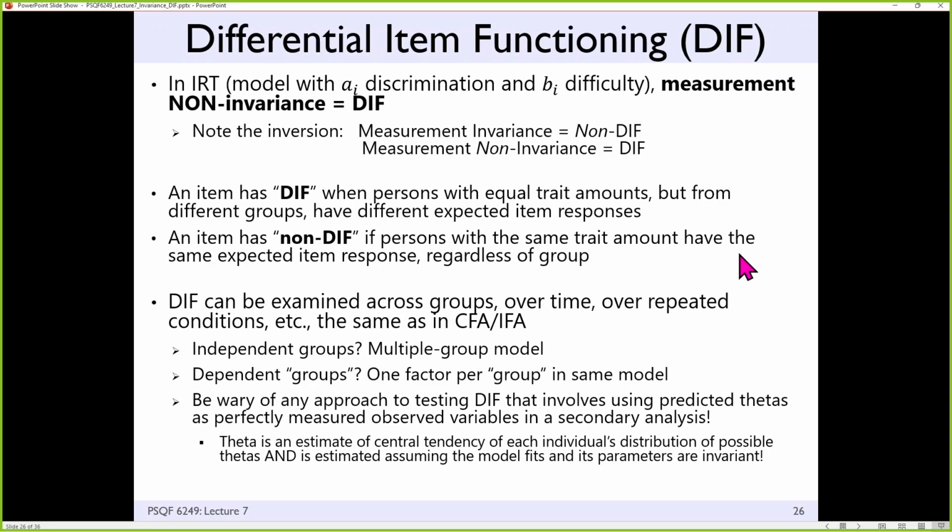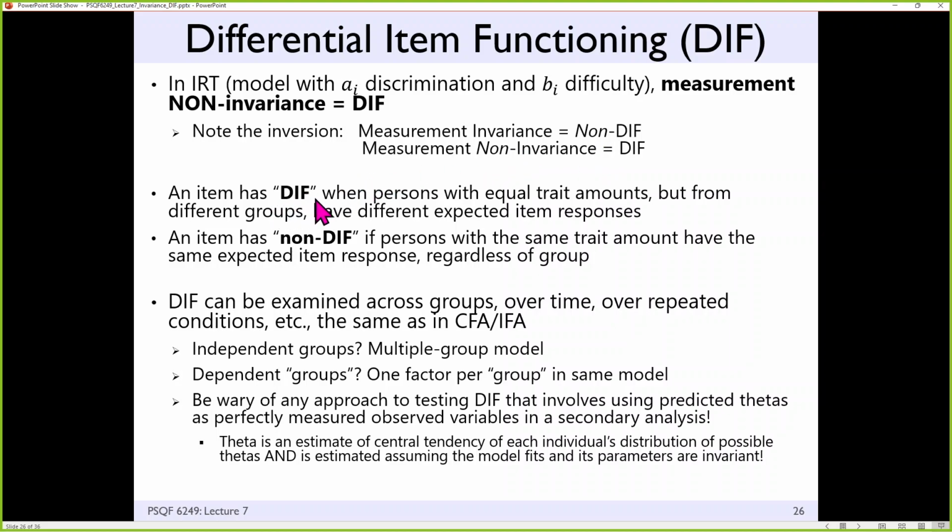So, new vocabulary. Measurement invariance is now called differential item functioning. It's the same thing though. In IRT, measurement non-invariance is differential item functioning. So there's an inversion here. Invariance means they can be the same. DIF means they need to be different. So an item has DIF.